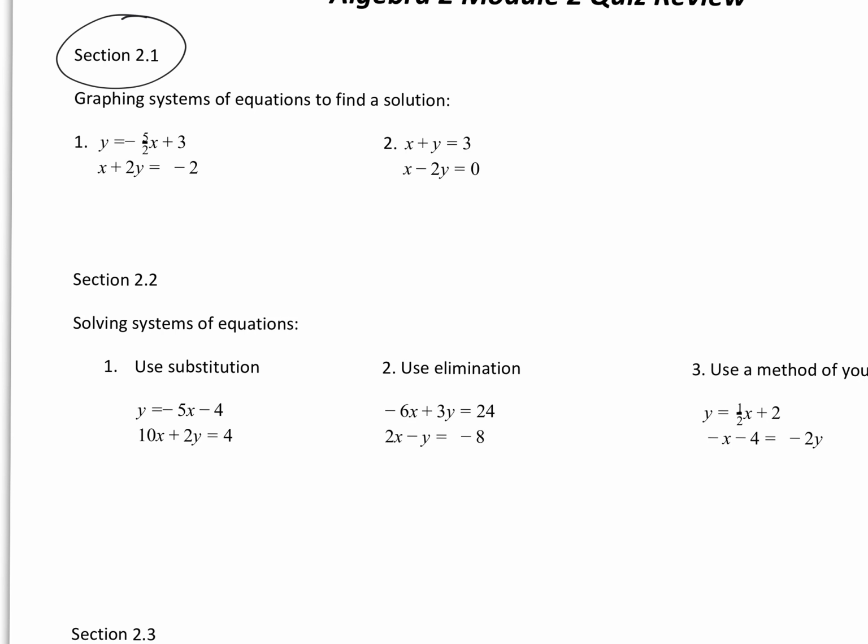Alright, when Section 2.1 was introduced to us, all we learned about is graphing systems of equations to find our solution. So that means you would go to Desmos, which is that online graphing calculator, and you would see a coordinate plane. And when you plugged in both of your equations, one of them would draw one line, and then another maybe in a different color. And where you noticed that point of intersection was the solution to your system of equations.